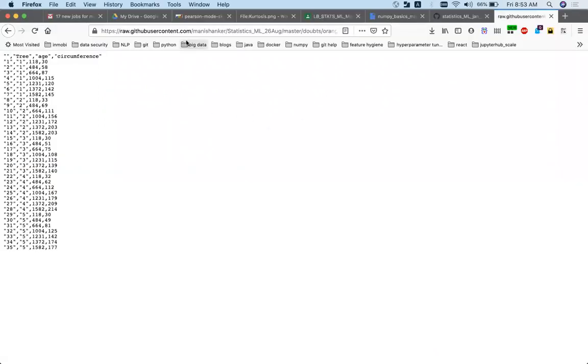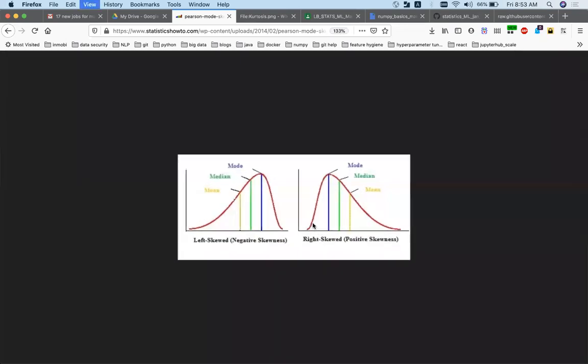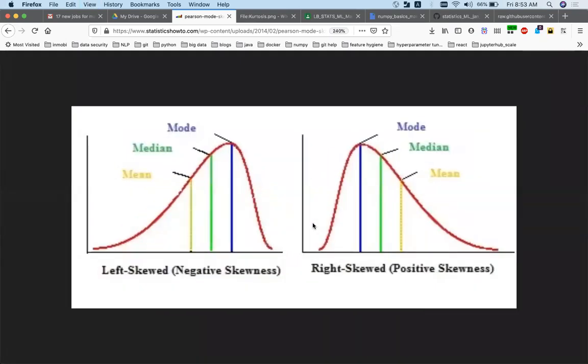Now, I think you guys discussed this. Can you tell me what is a left skew and a right skew? Can you see this? On the left I have a left skew, and on the right I have a right skew. This is a simple interview question, or sometimes they ask how mean, median, mode are present in a left skew data set.